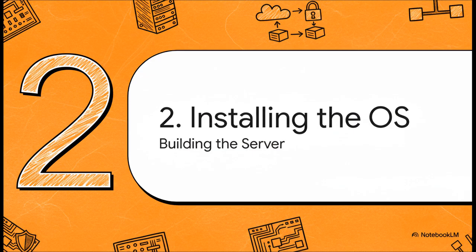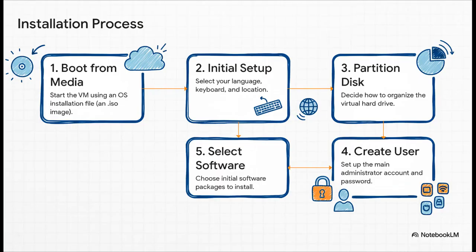Now it's time to actually raise the walls and install the brains of this whole operation, the operating system. This process is pretty much a universal blueprint for installing an operating system, whether it's on a physical machine or a virtual one like this. You'll boot from an installation file, you'll make some basic choices about your language and location, and then you're going to hit a really crucial decision point: disk partitioning.